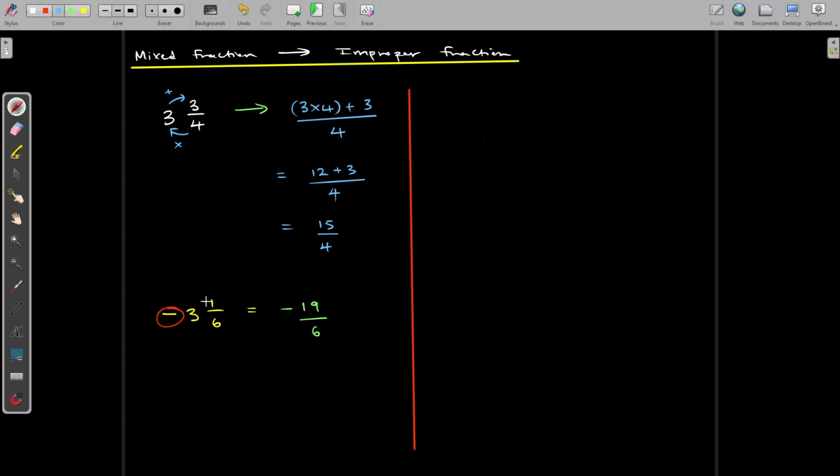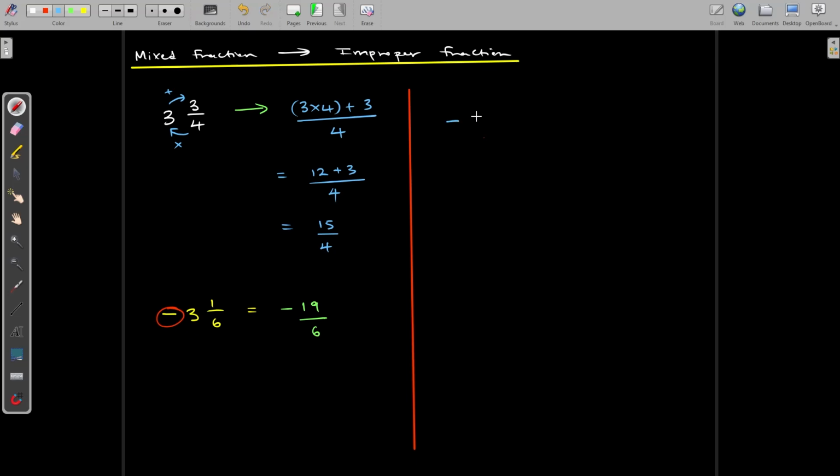But sir, we get negative 2 and 5/6. I'm confused. Yeah, that's what we would have gotten if we had negative 17/6. But we don't have that; this is the answer. So I'm saying whenever you're working with a mixed fraction with a negative sign in front of it, you have to ignore the negative sign first.